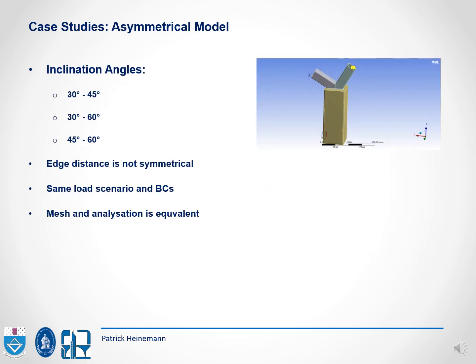Now, the second part is about the asymmetrical models. The inclination angles are set to 30-45, 30-60 or 45-60. On the first picture, you can see the example for the 30-60 model. The edge distance is not symmetrical any longer. The load scenario is exactly the same as for the symmetrical analysis, so there's an axial compression force for the chord. The boundary conditions, mesh, and analysis itself are equivalent.